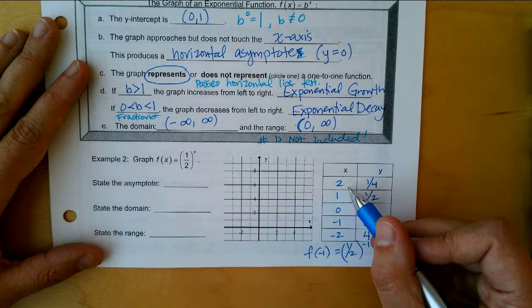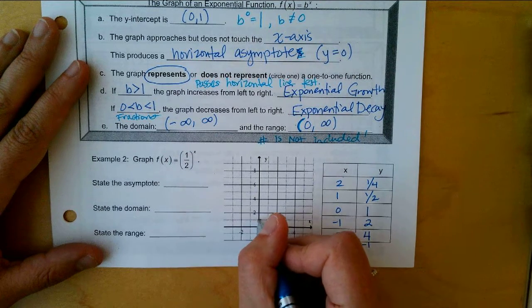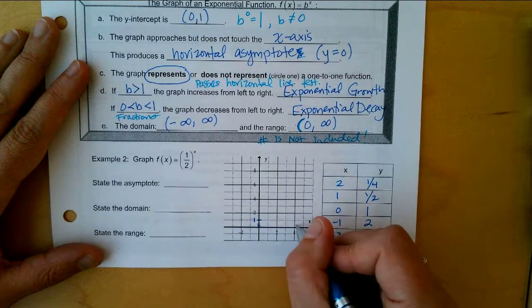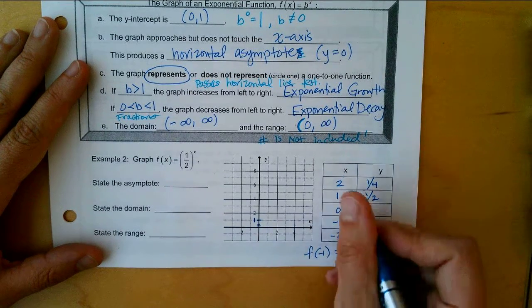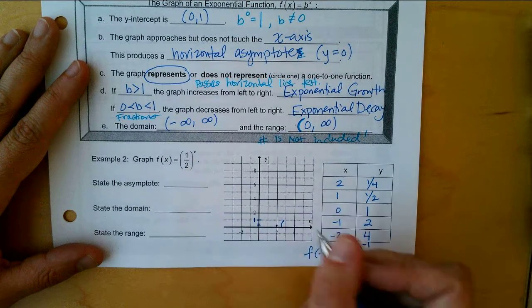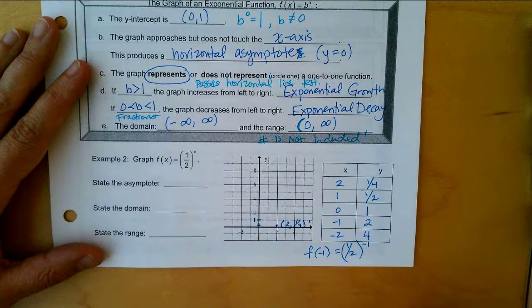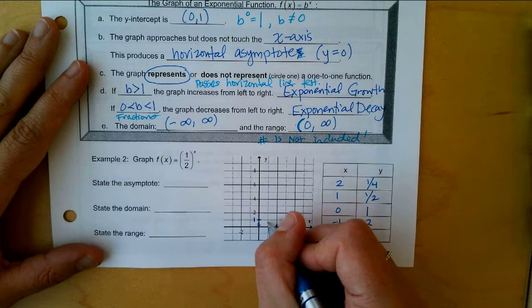So if I start with 2, 1/4, we were talking about how it's really kind of hard to graph a fraction. Halfway, so here's 1, here's 1/2, halfway. Half of a half is a fourth. So if I have to the second power 1/4, right here, I have 2, 1/4. That's plotted and labeled. Okay? So the first power is 1/2, so that's halfway.